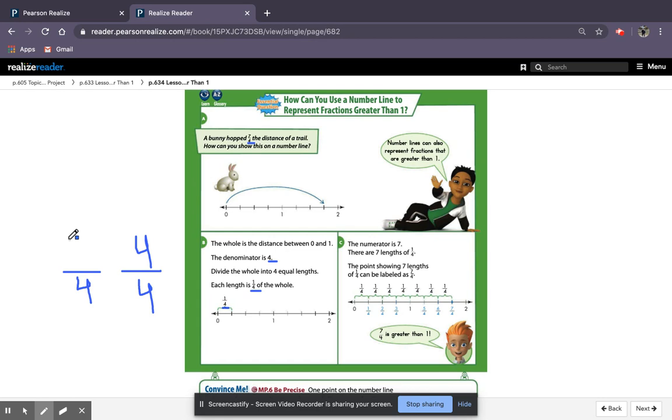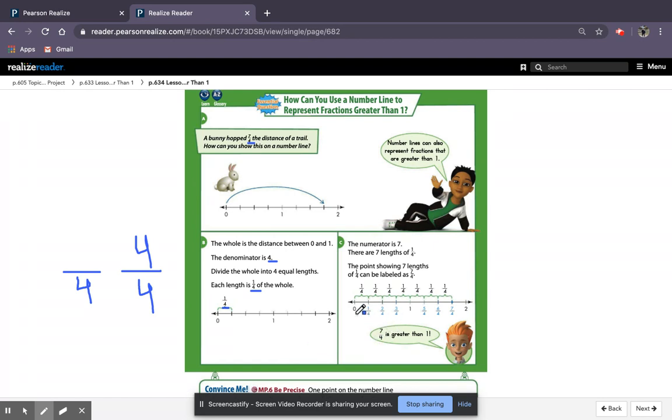So it says here, the numerator is 7. There are 7 lengths of 1/4. Sorry, because over here it says that this is 1/4 because 1, 2, 3, 4. There are 4 spots until you get to the whole, and this is in fourths. The numerator is 7. There are 7 lengths of 1/4. The point showing 7 lengths of 1/4 can be labeled as 7/4.